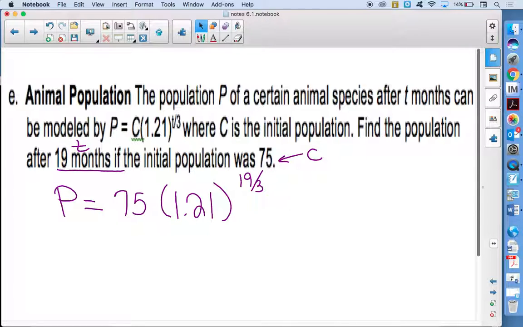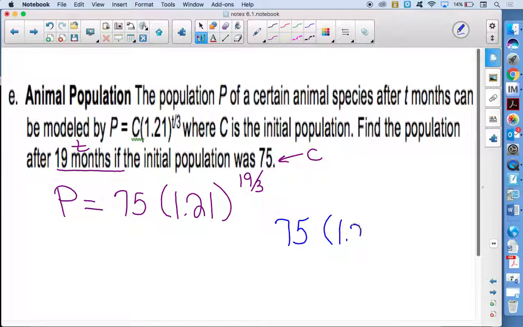So this is purely a calculator problem. Like last night, there was a group of problems where you were just using the calculator. When you put this in the calculator, you need to make sure that you're using parentheses around the 121, as it's written up here. And then the caret button and 19 divided by 3, you may want to put that in parentheses depending on how old your calculator is.